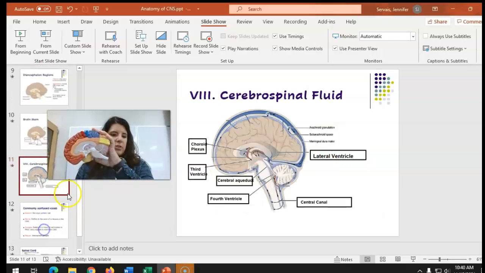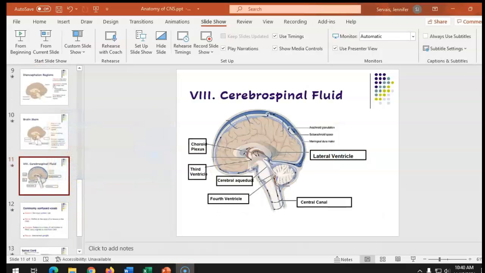Looking at your ventricles then. Your ventricles are going to be spaces located within the brain that are going to hold cerebrospinal fluid and help circulate the cerebrospinal fluid. The cerebrospinal fluid is made in the choroid plexus, which is located up here in the diencephalon part of the brain. Then you have a couple of ventricles, which is just a fancy word for chambers.